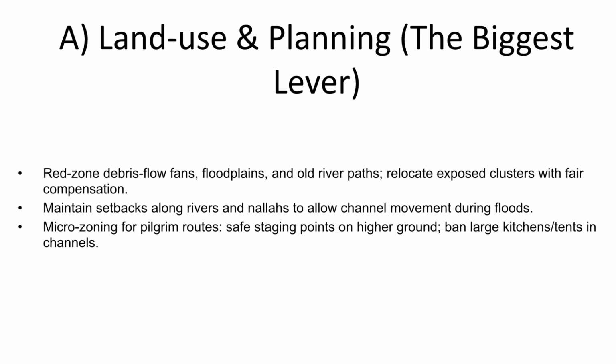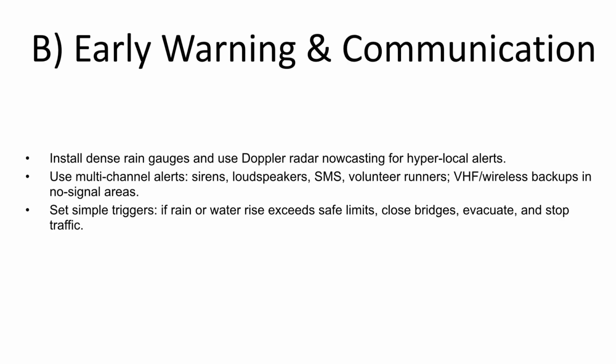First, the focus should be on land use and planning, which is the biggest lever. We need to specify the red zones, the fans and floodways. No new homes, shops, hotels or camps on debris flow fans, nala floodplains or old river paths. Relocate the most exposed clusters in phases with fair compensation. Dharali's debris fan should be a textbook no-build zone. We need to maintain a buffer where the channel can move during floods. And then there should be micro-zoning for pilgrim routes. We need to identify safe staging points on higher benches and ridges, and ban large kitchen tents in channels, learning from Kishtwar 2025.